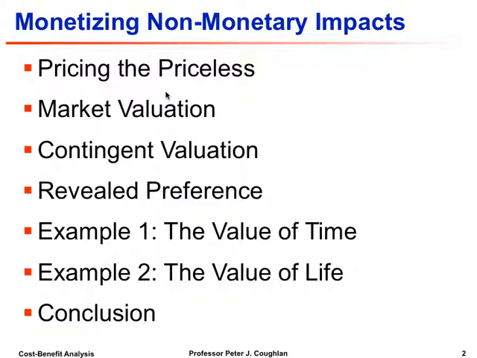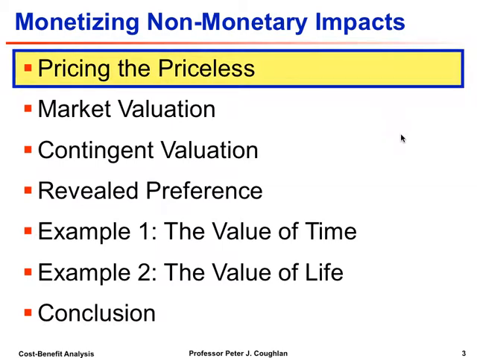So what we're going to do is we're going to talk first about, as I say, pricing the priceless. How do you actually assign a price to things that people either don't know how to price or think, frankly, shouldn't be priced? And we'll talk about the methods of market valuation, contingent valuation, and revealed preference. And then we will actually apply those different methodologies, different approaches to those common examples in cost-benefit analysis, when we look at the value of time and looking at the value of life. And then finally, a conclusion or wrap-up. So first, let's talk about pricing the priceless.